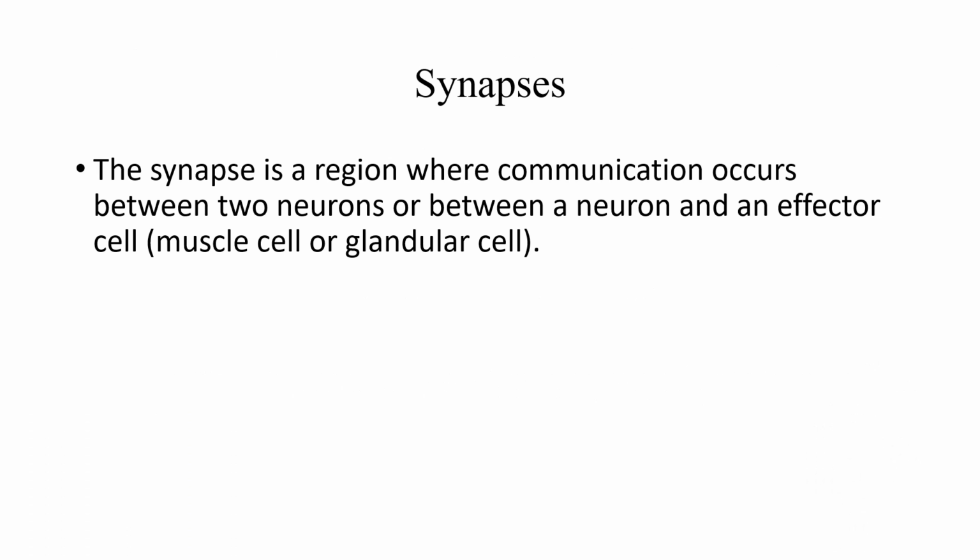Remember, we said last lecture about the process of sensation and how this information will be transmitted through a series of neurons to the central nervous system. Now, how do these series of neurons communicate with each other? It's through regions called synapses. A synapse is a region where communication occurs between two neurons or between a neuron and an effector cell.